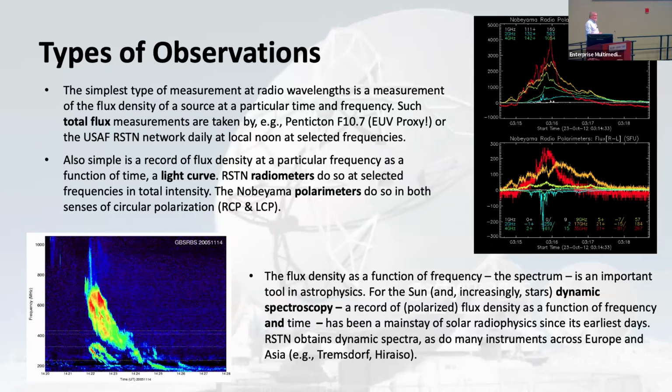And, okay, we can take it another step forward. And this sort of goes back to the beginnings of solar radiophysics. Namely, we can measure flux density or polarized flux density, both as a function of frequency, a spectrum, and as a function of time. You can think of it as a whole stack of light curves with very high spectral resolution. And this we refer to as a dynamic spectrum. And this was the tool used in the early days to identify the classical radio burst types, type 1, 2, 3, 4, 5. It's been a mainstay ever since. It continues to be actively used.